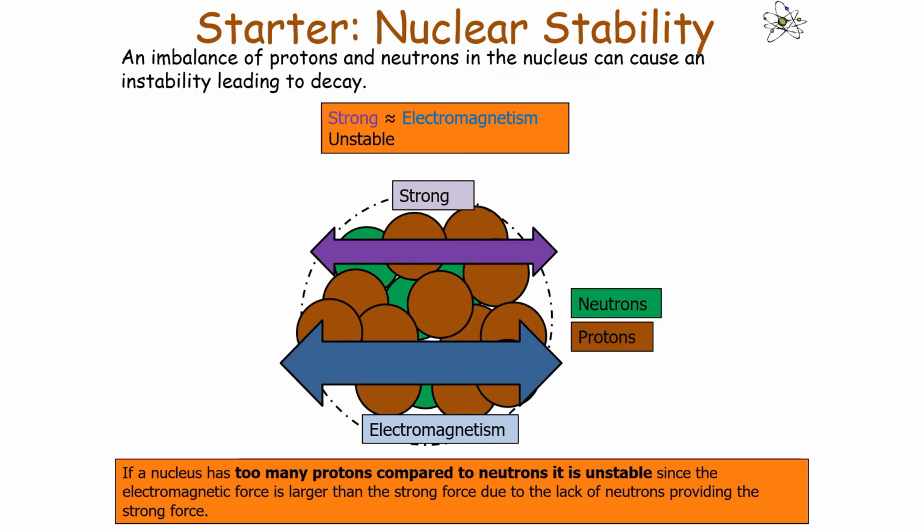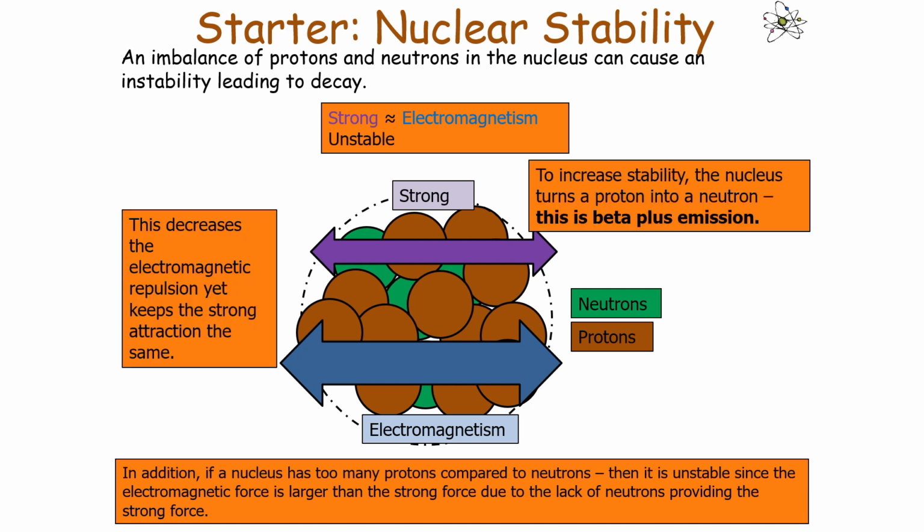And again, if a nucleus has too many protons compared to neutrons, it's unstable, since that will allow the electromagnetic force to be larger than the strong force due to the lack of neutrons providing the strong interaction without that electromagnetic repulsion. So you must decrease the electromagnetic repulsion, yet keep the strong attraction the same. So to do this, you can increase the stability, which happens with the nucleus turning a proton into a neutron, which is beta plus emission.